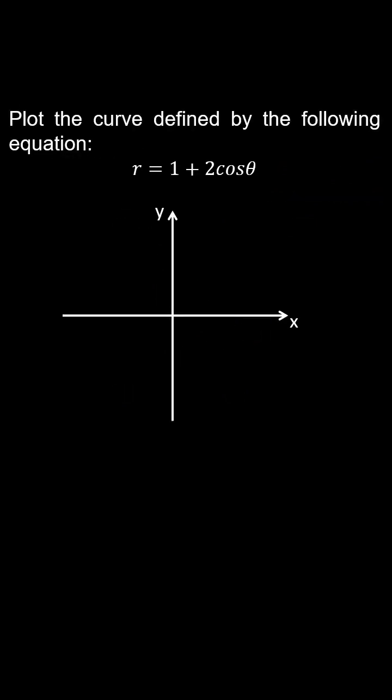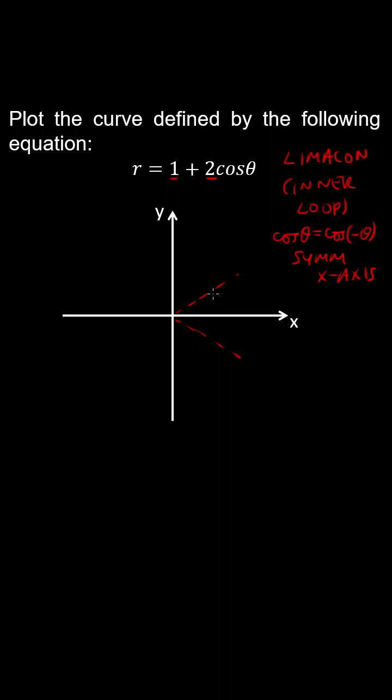Let's plot the following polar curve. So you may recognize this as a limacon with an inner loop because this value is less than this one. And because cosine theta is equal to cosine minus theta, the curve is symmetric about the x-axis. So we need to plot the top half of the curve.